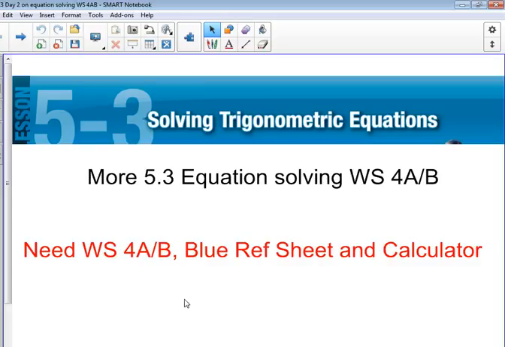All right, some more equation solving. And they're going to get a little trickier. Everybody have out your calculator because we're going to have to do some by graphing today. And you need your unit circle, of course.